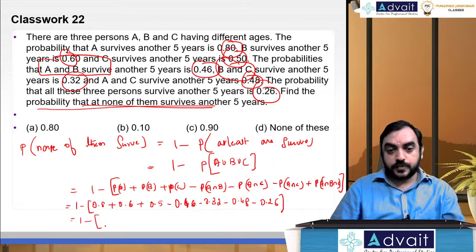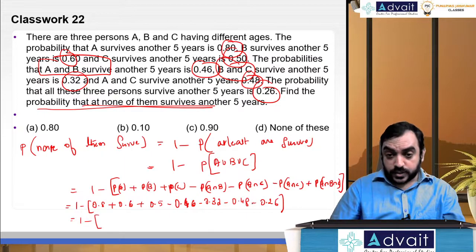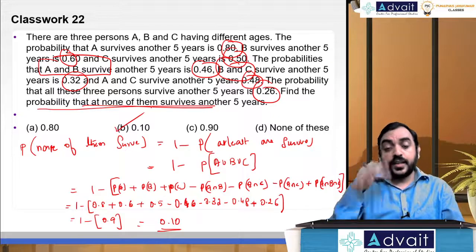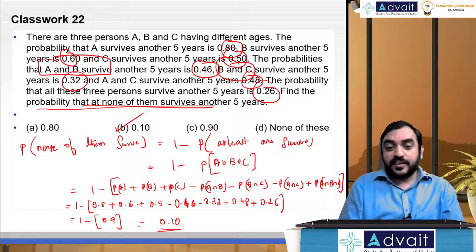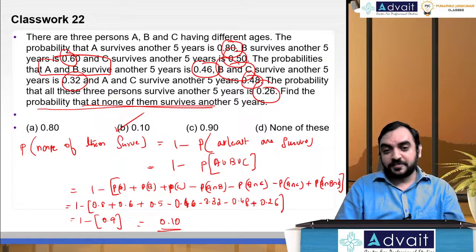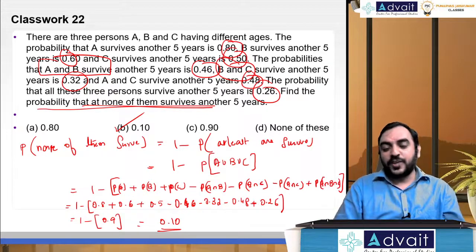So 1 minus 0.8 plus 0.6 plus 0.5 minus 0.46 minus 0.32 minus 0.48, and the last one is plus 0.26. It is 0.9. So 1 minus 0.9 is 0.1. So there is 90% probability at least one of them will be there. Only 10% probability none of them survives in the next 5 years. In the next 1000 years, probability is 100%. None of them would have survived.